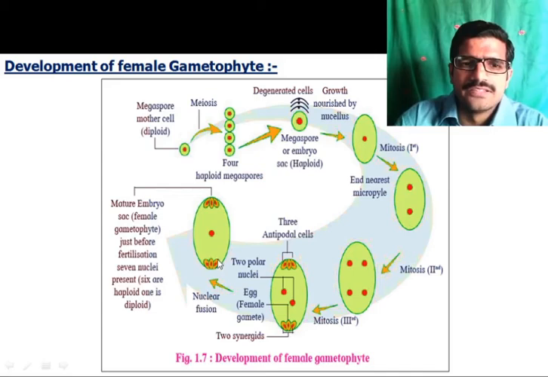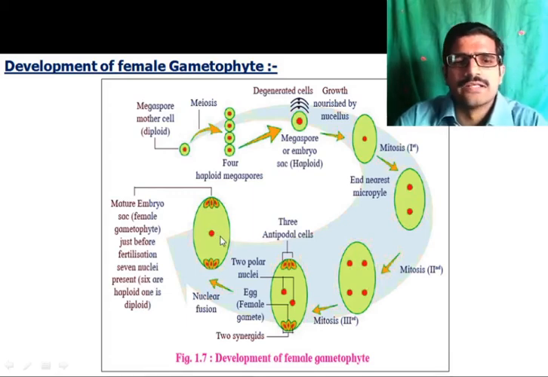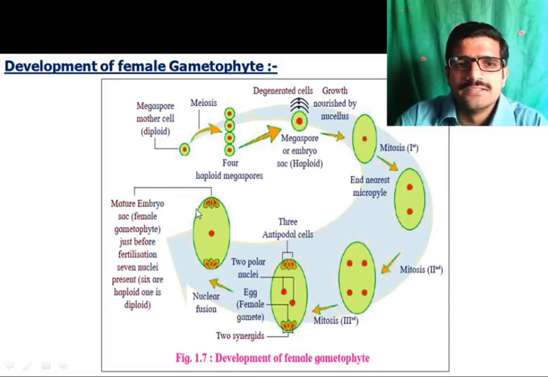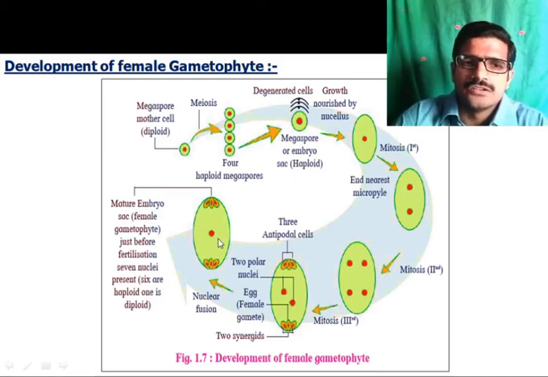These are the 7 cells and 8 nuclei because 2 nuclei are present in the center, 3 nuclei toward the chalazal end, and 3 nuclei toward the micropylar end. In the center there are 2 nuclei fused together, called polar nuclei or secondary nucleus. That's why this is the 7 celled and 8 nucleate stage, and from that the polygonum type of embryo sac is formed.